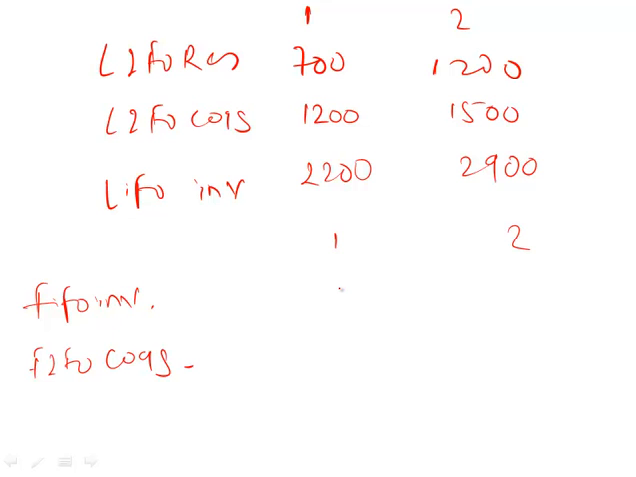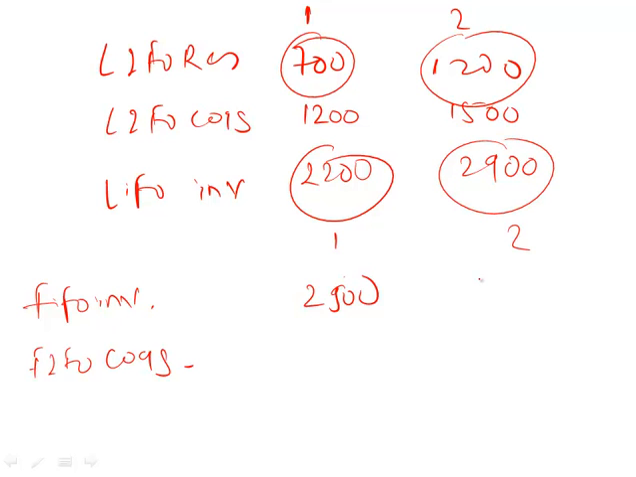Done. FIFO inventory in year 1 is how much? 2900, correct, which was simply 2200 plus 700. This would be how much? 4100. Now FIFO COGS in year 1, we'll have to see by what amount LIFO reserve has increased. Since this is year 1, at the end of the previous year LIFO reserve was 0. So it has increased by 700. So my FIFO COGS would be 1200 minus 700, it would be 500.